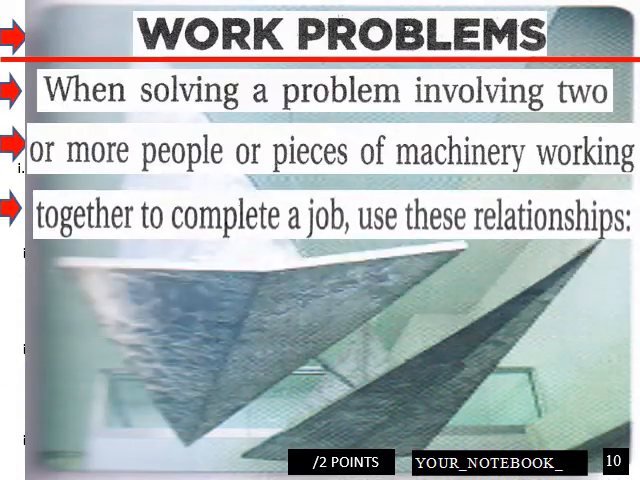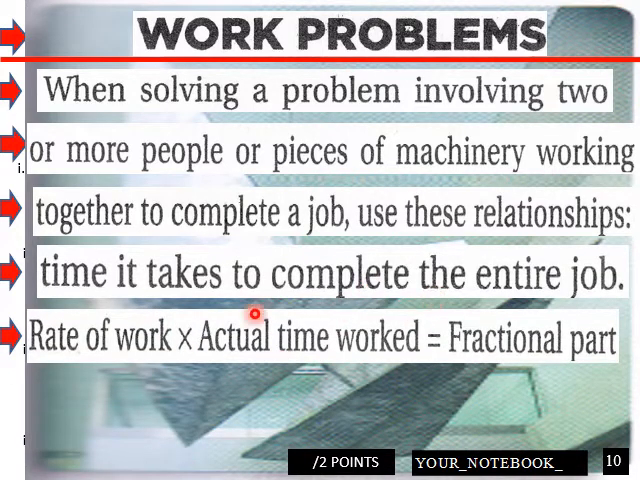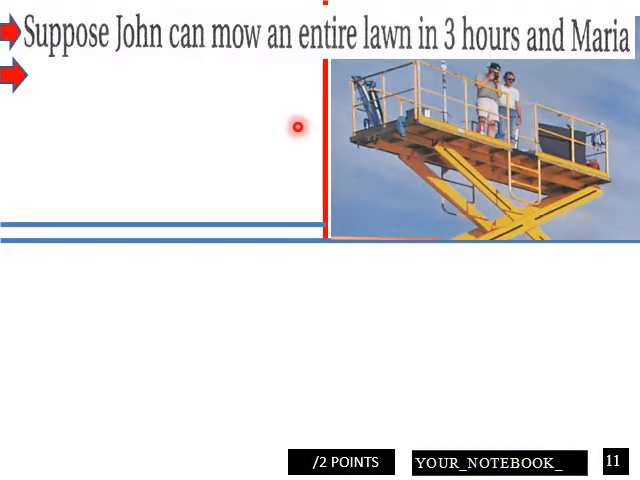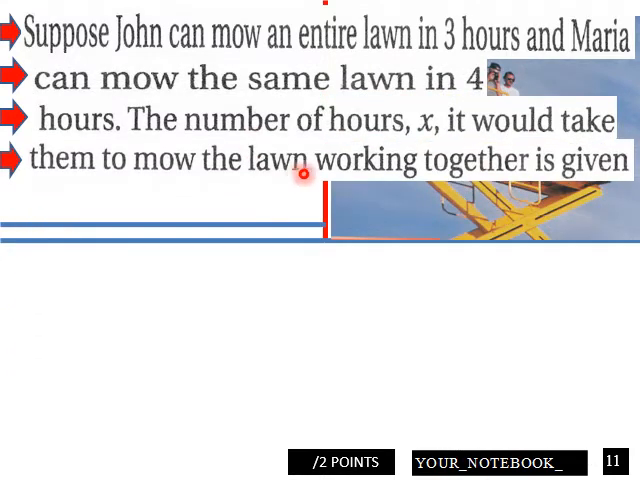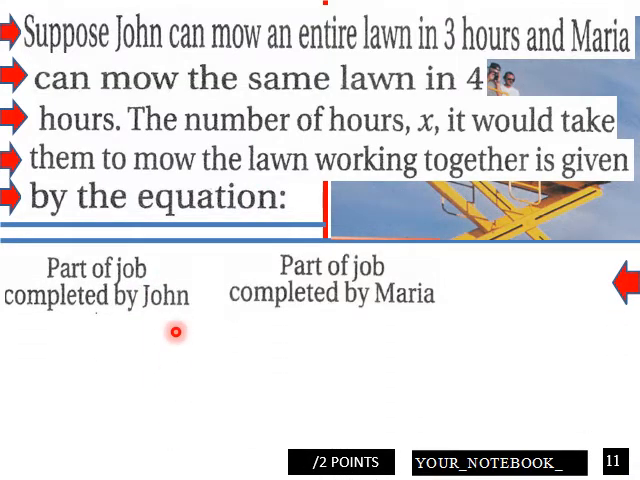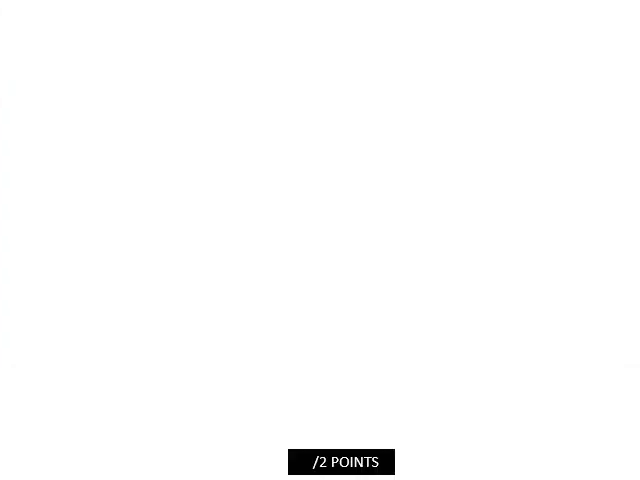Work problems here. When solving a problem involving 2 or more people or pieces of machinery, use these relationships. Rate of work is 1 over the time it takes to complete the entire job. Rate of work times actual time worked equals fractional part of job completed. So suppose John can mow a lawn in 3 hours. Maria can mow the same lawn in 4 hours. The number of hours x it would take them to mow the lawn working together is given by the equation: part of job completed by John plus part of job completed by Maria, 1/3 x plus 1/4 x equals 1 job.